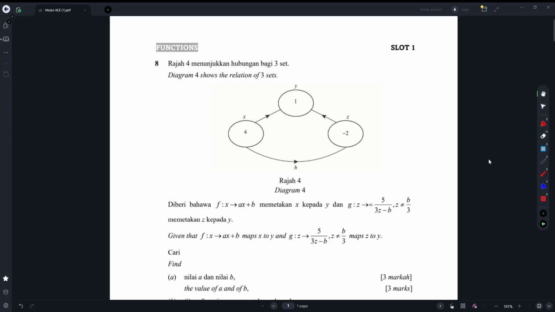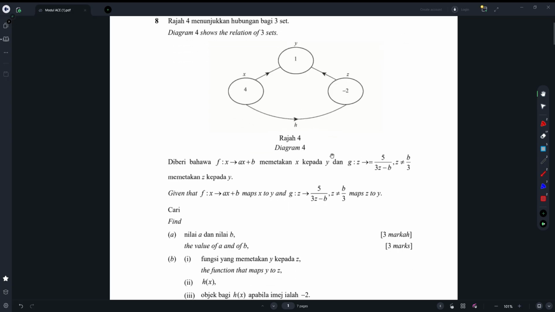So let's begin with the first question, which is about functions. We have a question where diagram 4 shows the relation of three sets, x, y, and z. We have a function that maps x to y, a function that maps z to y, and a function that maps x to z, which is h, as indicated in diagram 4.